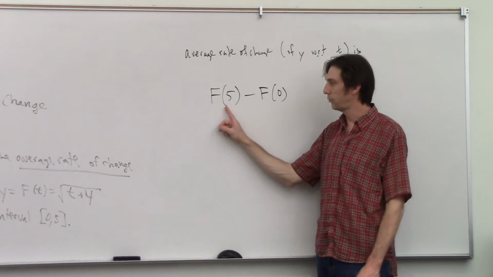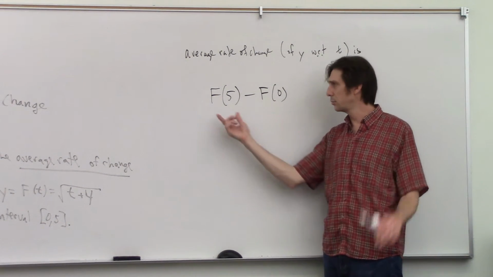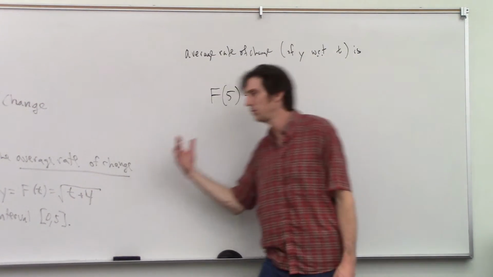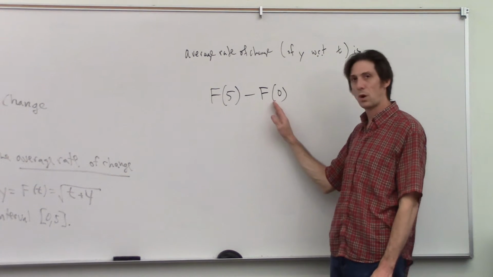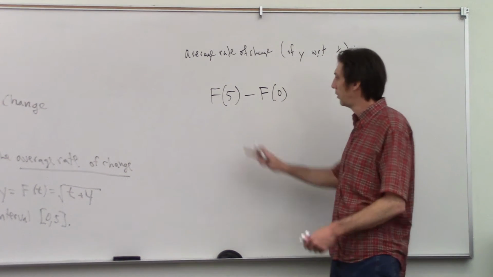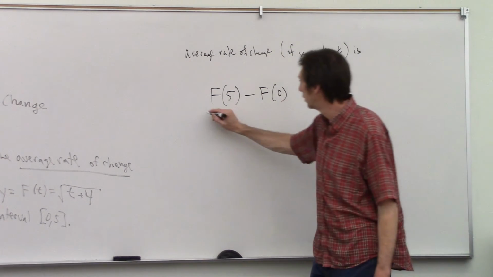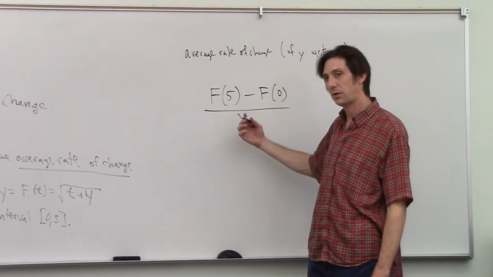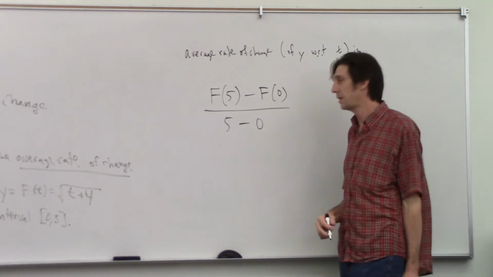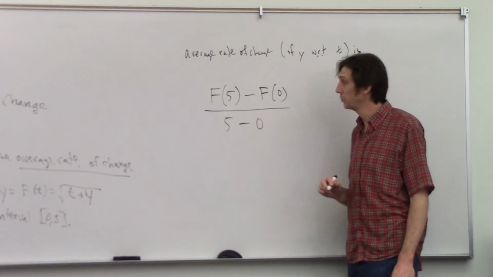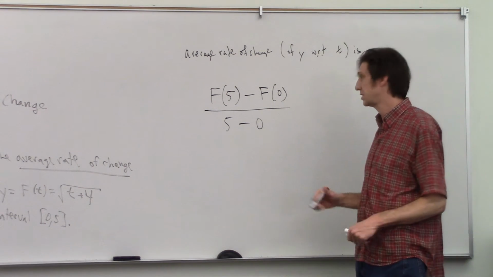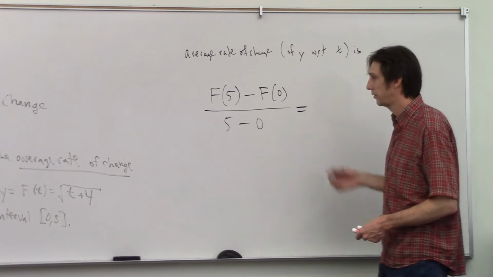This computes the ending position, where the function is at the end of the interval at 5, minus where the function was at the beginning of the interval, or f of 0. So that's the change in y. The denominator of the difference quotient is the corresponding change in the independent variable, so 5 minus 0. This is a difference quotient. We spent time on the first in-class day computing these, and here it is again.